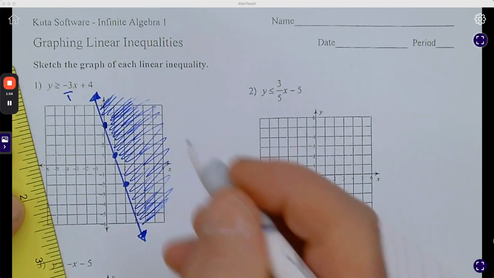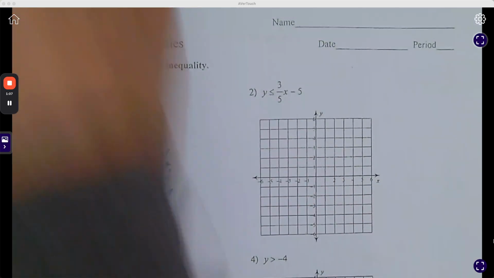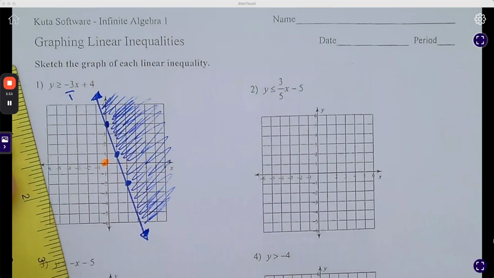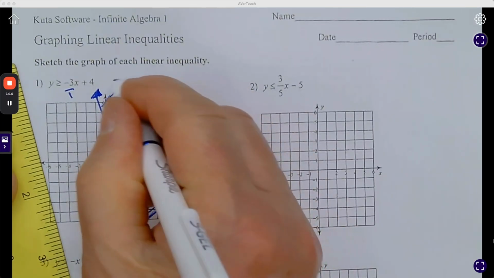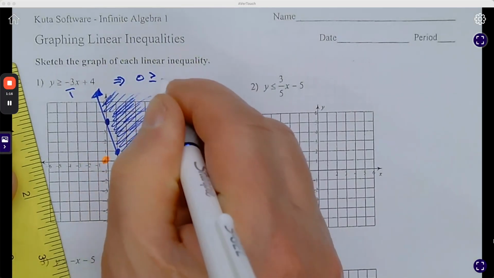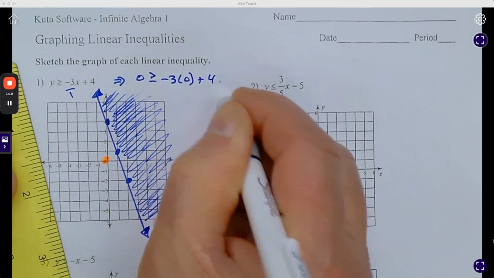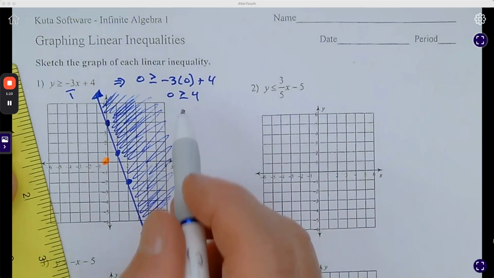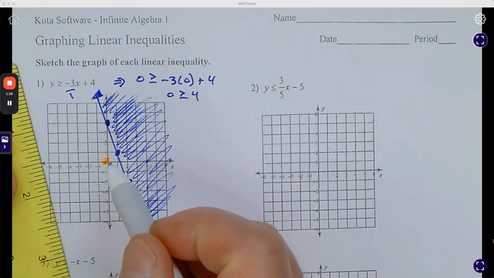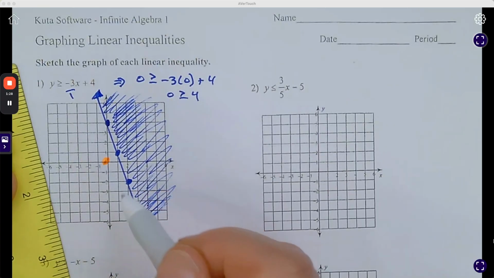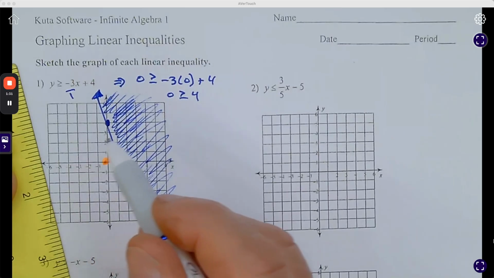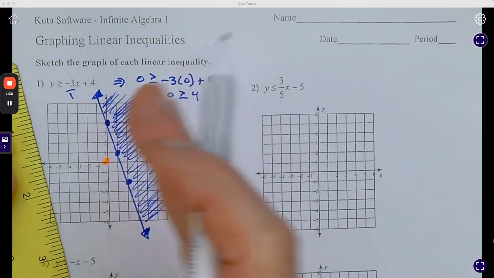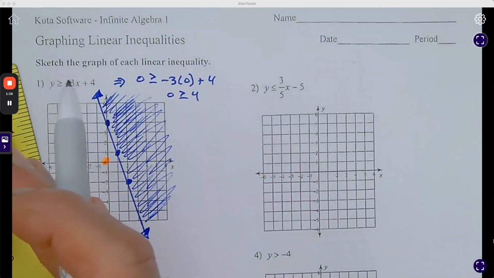You could also do a test point. So let's say you wanted your test point to be 0, 0, right there. Put in 0 for y. Put in 0 for x. Simplify. That is false. So because that's false, that means that's not a solution. That means nothing on this side of the line is a solution. So the other side must be the solution. The line separates the solutions from the non-solutions.